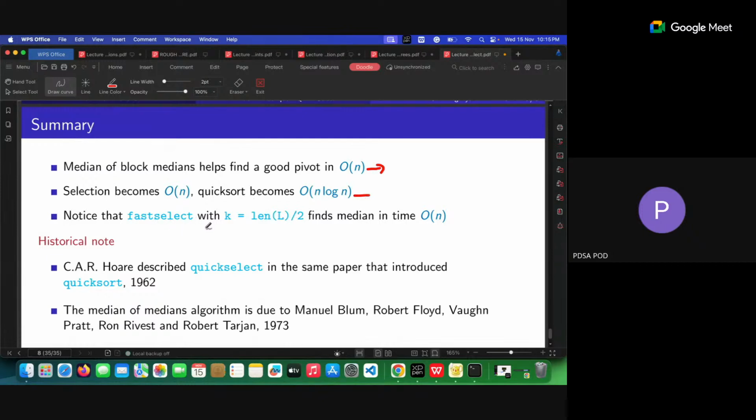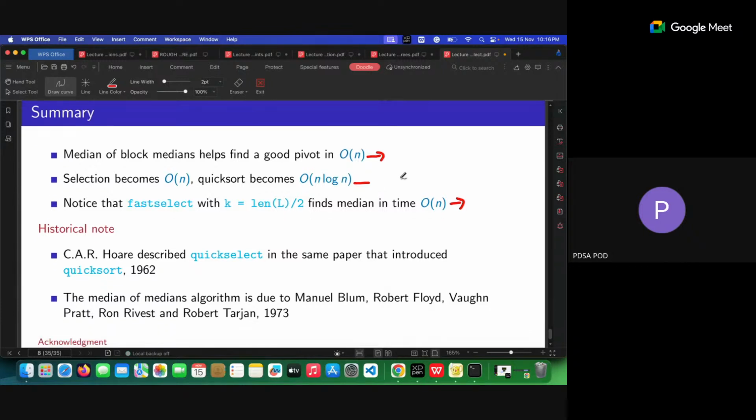Notice that in fast select, every time we find k, it is nothing but the median of medians in O(n) time, so quicksort will become n log n in all cases, even in any case. That's the reason we call it fast select sort. Other than quick selection, we can say fast selection.